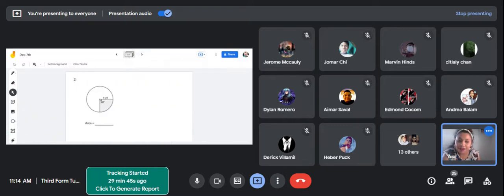So basically, for all of the 6 questions, you have to do the same thing. You need to be able to remember the formula, right? So I'm going to write the formula: theta pi r squared over 360. You can write it like that, or you can write it separate. It means the same thing. So, what is theta for this question?